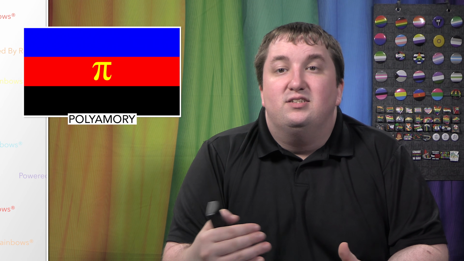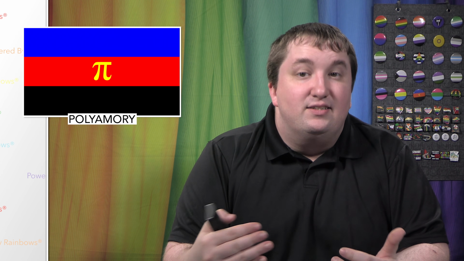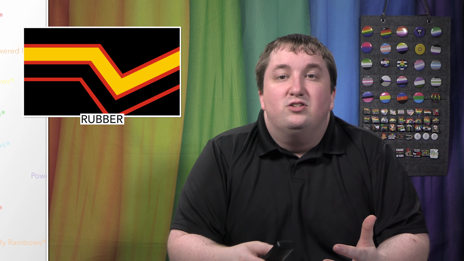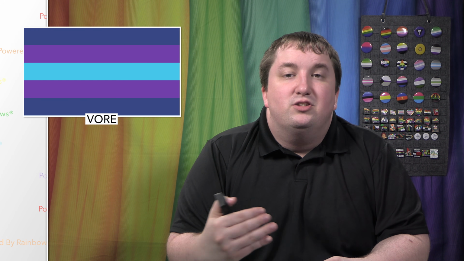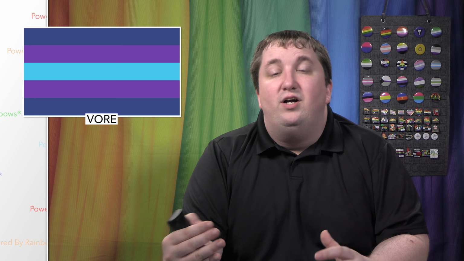Polyamory refers to someone who desires or is currently in multiple romantic or sexual relationships with the consent of all people involved. Rubber is for someone who enjoys dressing in rubber outfits during adult activities, and vore refers to someone who has a fetish for being eaten by or eating someone or something real or imaginary. That brings us to our next category, other. The unlabeled flag is for anyone who chooses not to use any of the before-mentioned flags and wishes to express their pride, but also wishes to either not label or disclose their sexual orientation or gender identity to others.